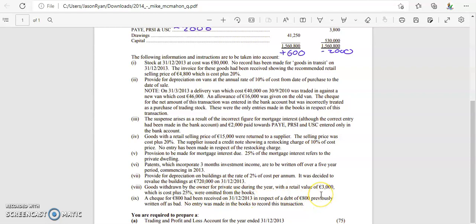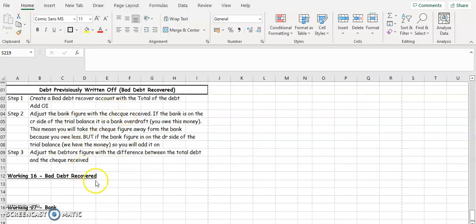And then the last one, you're going to adjust your debtors with the difference between the two. So the difference between the total debt and the check is how much you're going to adjust your debtors by. So in this question, we can see that our debt is 800 and our check is 800. So we're not going to adjust it by anything. But in some questions, there will be a difference between the two. Okay, so let's have a look at the question on the adjustments.